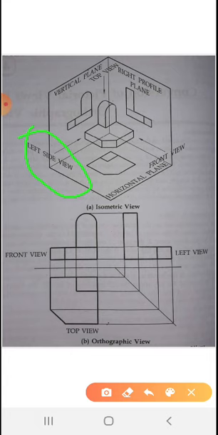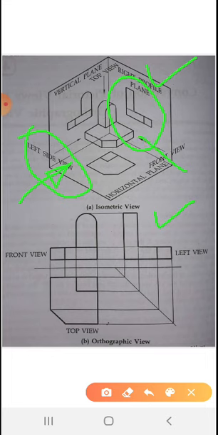If the observer wants to see the object from the left side, the object will be visible in an L shape. So this projection is projected on the right profile plane. In the orthographic view it will look like an L shape in the left view.